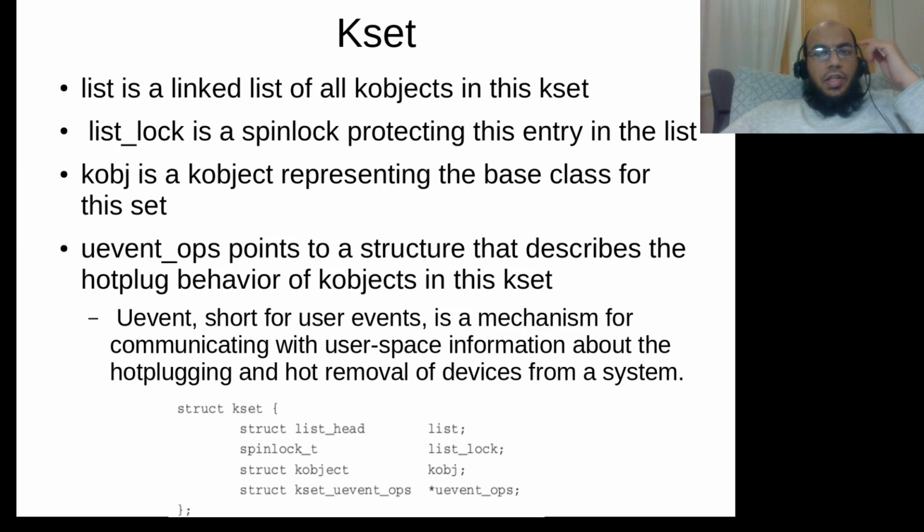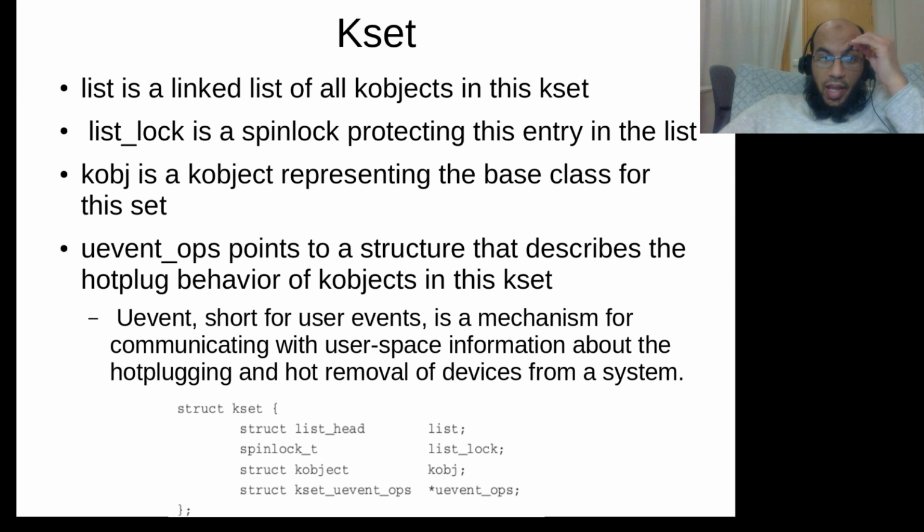So looking at the implementation of k-sets, you have basically a struct list head list, which tells you that it's probably implemented as a linked list again. So the list is a linked list of all k objects in this k set. You have the k set implemented as a linked list, and you have a list lock as a spin lock that protects this entry in this list.